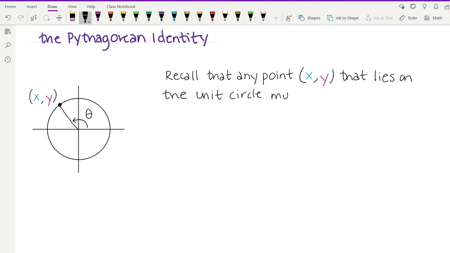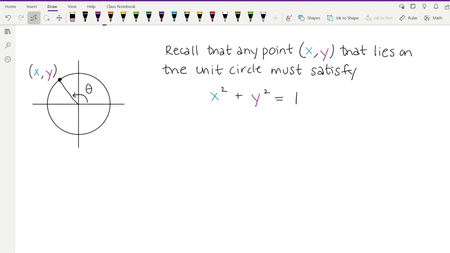And so as I mentioned a moment ago, the equation for the unit circle is x squared plus y squared is equal to 1. And we'll verify this with the example we just did earlier in the video in a moment. So any point that lies on the unit circle must satisfy the equation of the unit circle, which is that x squared plus y squared is equal to 1.